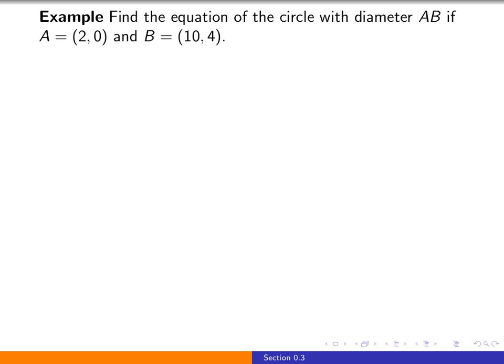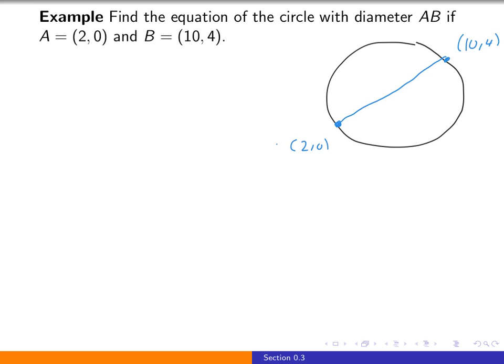For this last example dealing with circles, let's find the equation of the circle that has diameter AB, where A is the point 2, 0 and B is the point 10, 4. So I'm going to draw a very generic picture. So we have a circle, and we have 2 points on our circle. So I'm going to go ahead and make this the point 2, 0, and then 10, 4. And this line connecting them is a diameter of the circle.